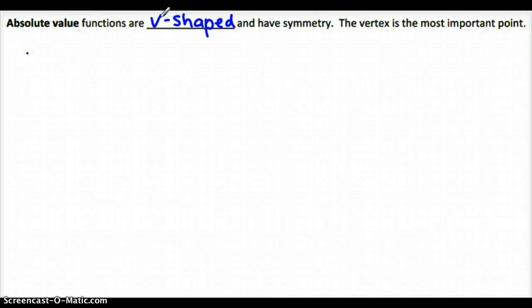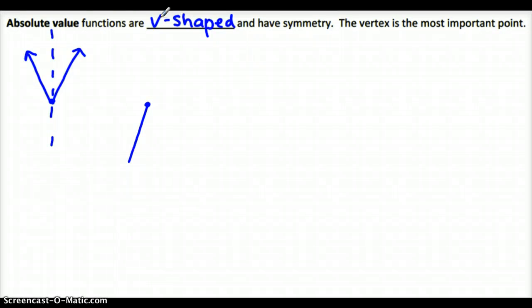So they're all V-shaped. So for example, this could be a graph of the absolute value function. And this point in the middle here is our vertex. And as you can see, it has a line of symmetry through the vertex. So here's one example of an absolute value function, but it could be the other direction, so opening down here. And again, it has a line of symmetry through its vertex here.